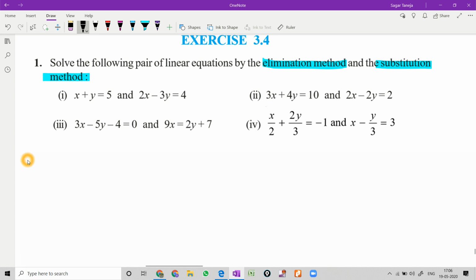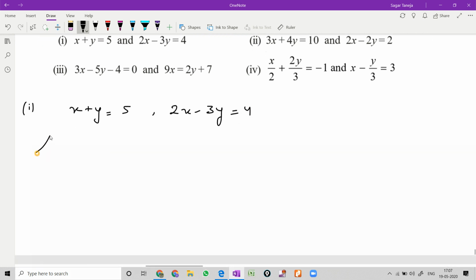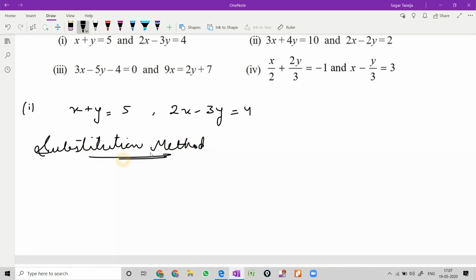So question number one, first part, x plus y is equal to 5 and 2x minus 3y is equal to 4. See how you have to attempt this question. First of all, write here substitution method. Now solve the question by substitution. So let us take this equation first and let us take this equation second.